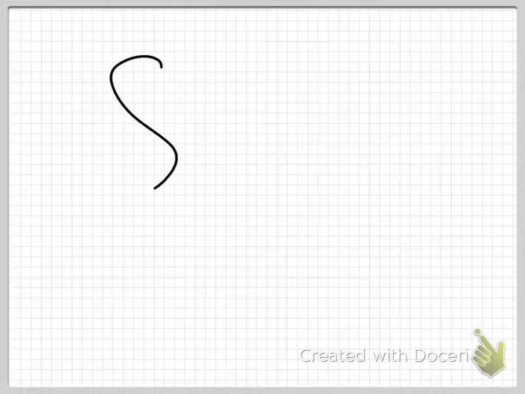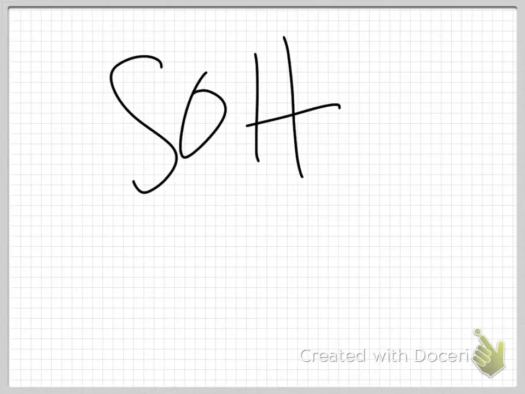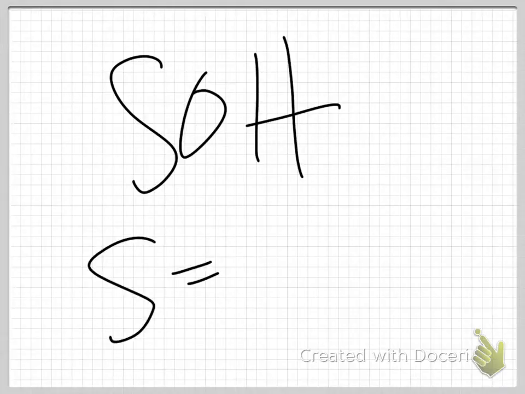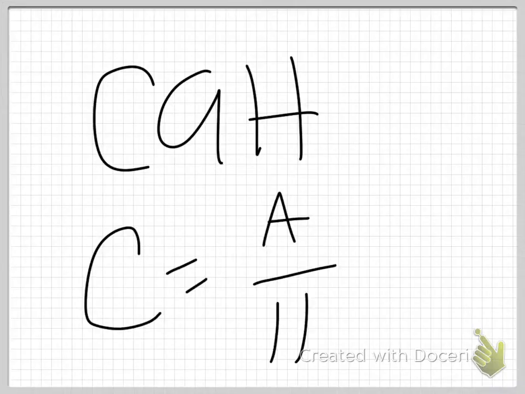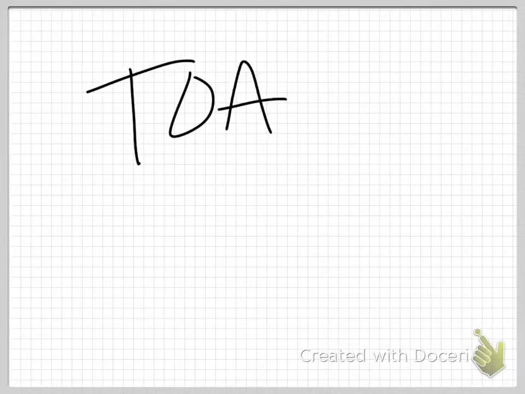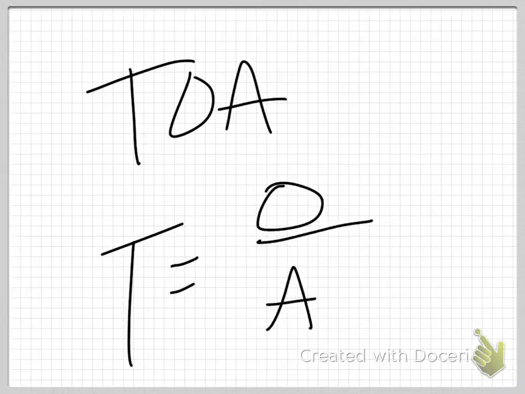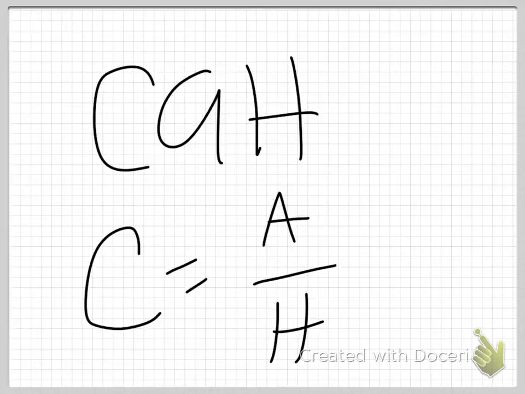So SOH is sine opposite over hypotenuse. Sine equals opposite over hypotenuse. CAH is cosine, adjacent over hypotenuse. TOA is tangent, Krakatoa. I know, I always think of Krakatoa too. Tangent equals opposite over adjacent. Okay, and we'll get into some trig identities in the next week or so.